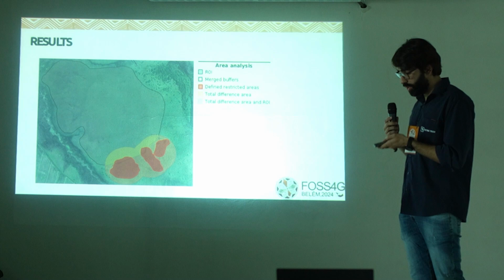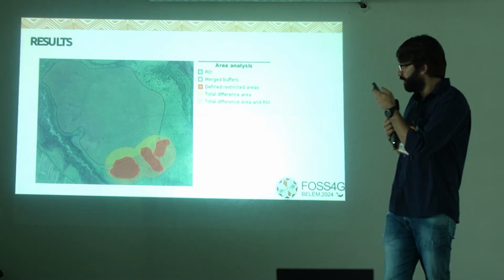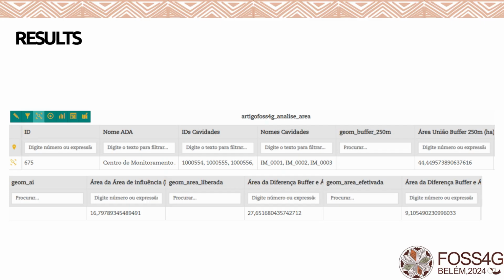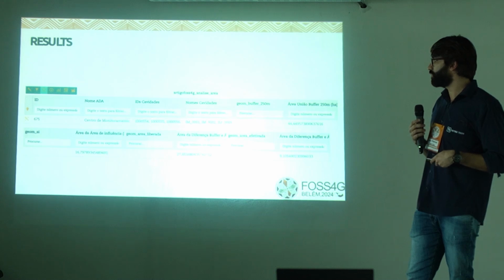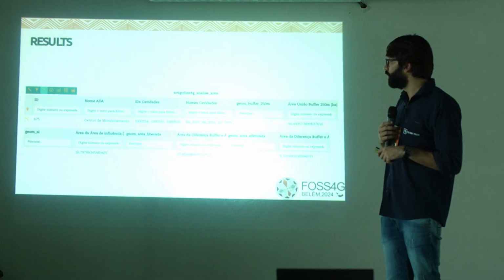So it gives those geometries readily available to the user so he can visualize them, and also the table with the areas, so it gives an idea of how much is intersecting. So this is the structure of the table that I mentioned, with the caves associated with it, the geometries, and the areas stored in the database.